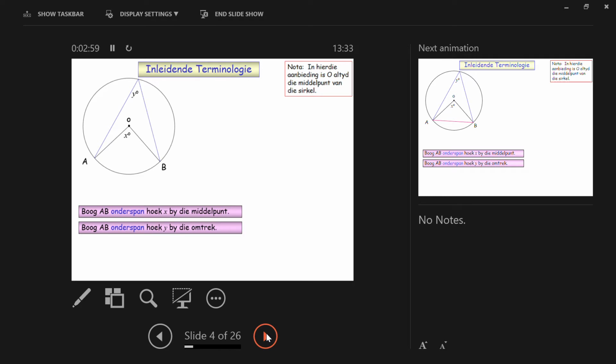Onderspan hoek Y by die omtrek, because that one is on the circumference of the circle. This one was at the midpoint of the circle. Okay.